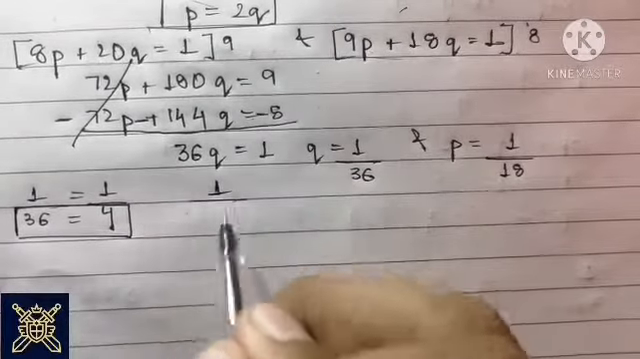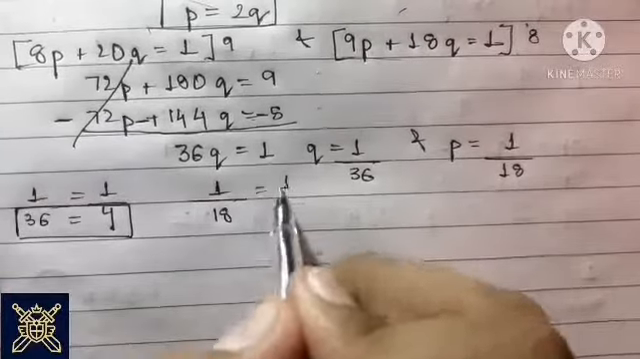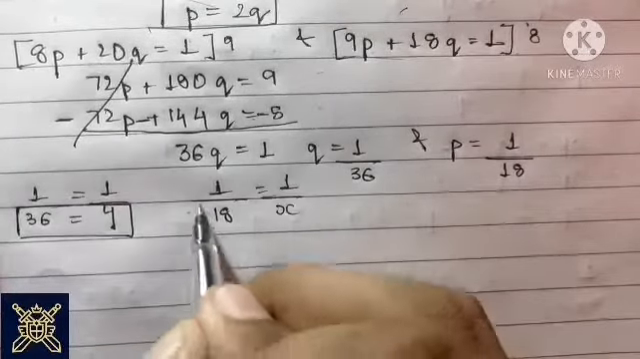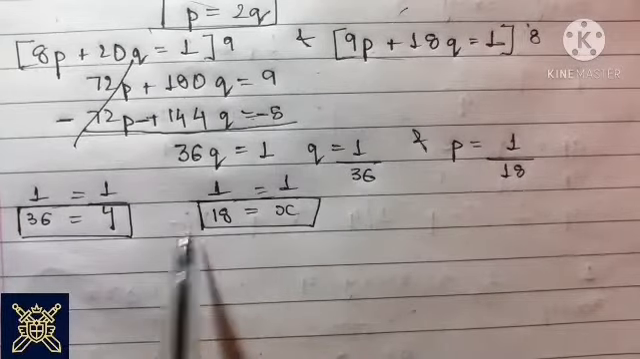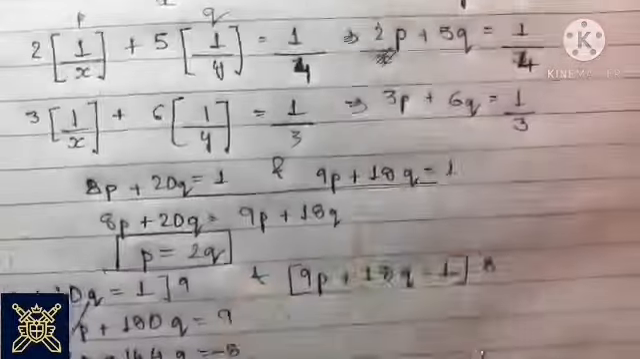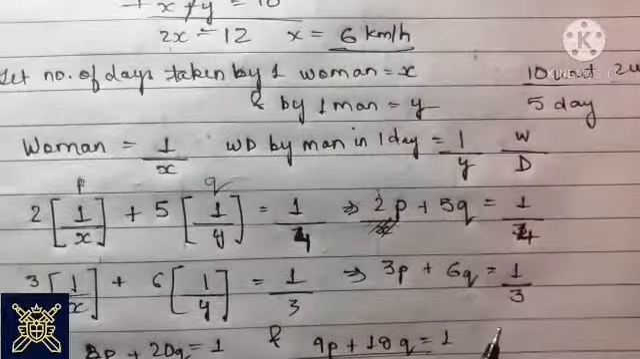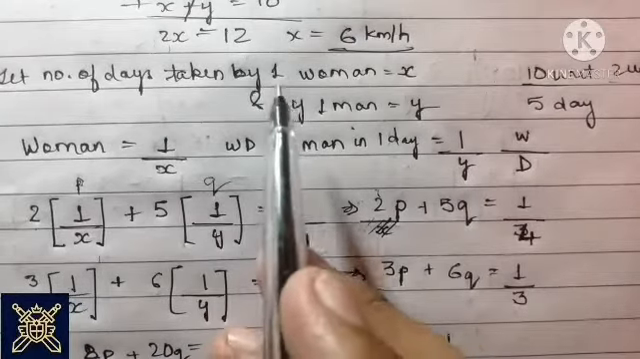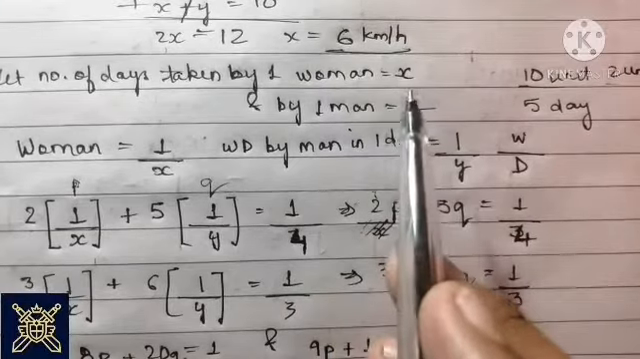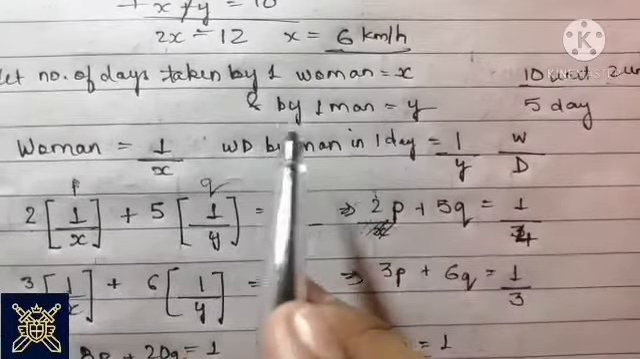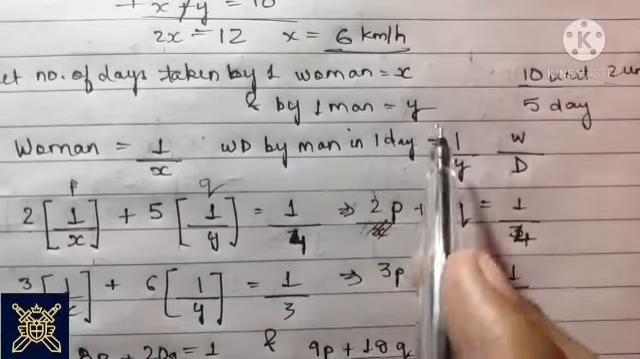Similarly, 1 upon 18 is equal to 1 upon x. Therefore, x is equal to 18. So we have found that x is equal to 18 and y is equal to 36. And that is the solution. Therefore, the number of days taken by one woman will be equal to x, that is 18, and the number of days by one man will be equal to y, that is 36.